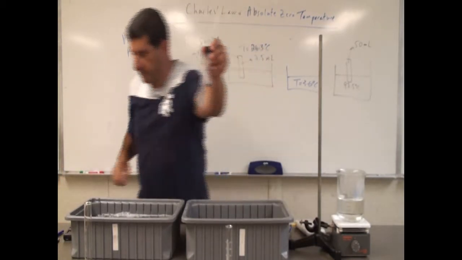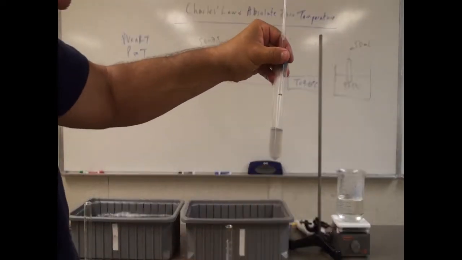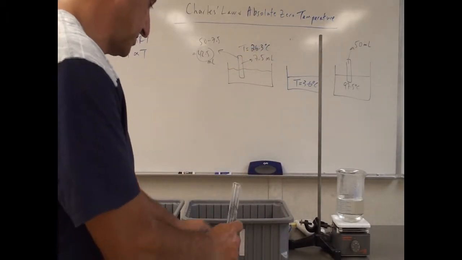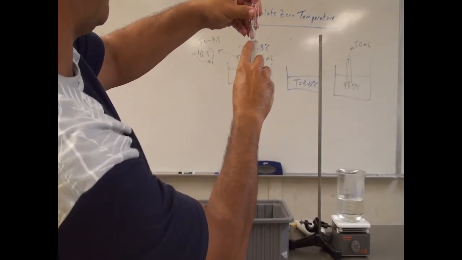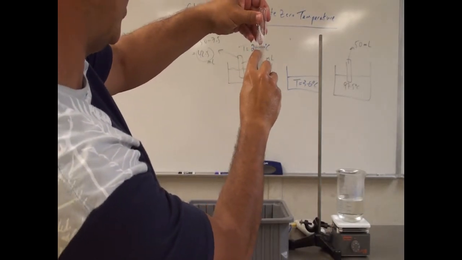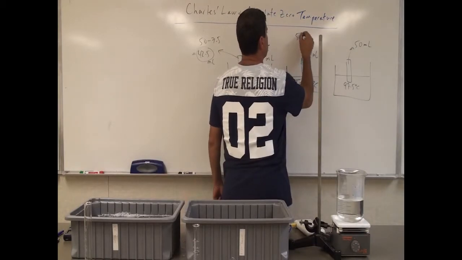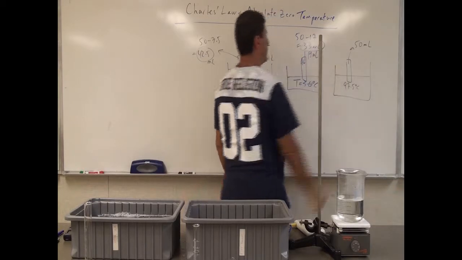So you can see here the level of the water is more, right? See, that's how much it is right there. Now I'm going to measure how many milliliters that is. 15, 15.5, 16, 16.5, 17, about 17 milliliters. So then what would the volume of the air be? 50 minus 17 would be 33 milliliters, right? That would be the volume of the air.